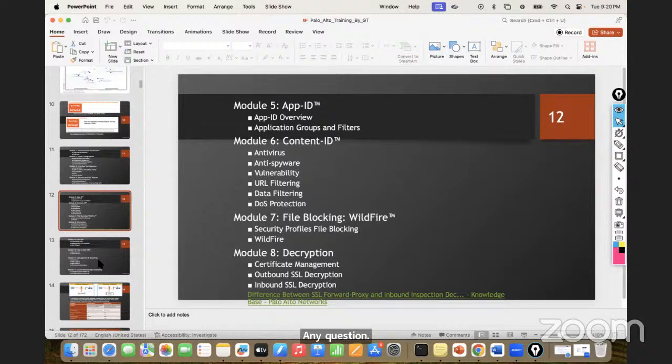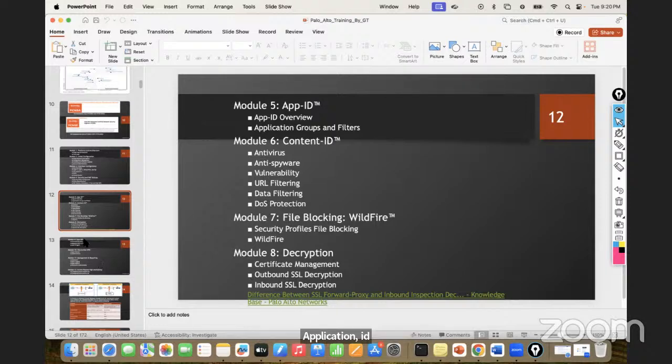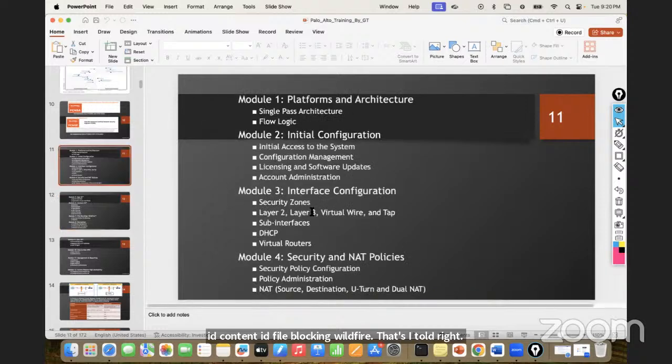Actually, I understood how the firewall works and why we use it, but whatever is written here, I didn't understand anything. Don't worry, you don't have to worry. That's why you are here, right? Because you don't know anything about the advanced layers of the firewall, right? Application ID, Content ID, file blocking, WildFire, SSL decryption. That's what I told you, right? Till here, the 8th slide is easy to understand.